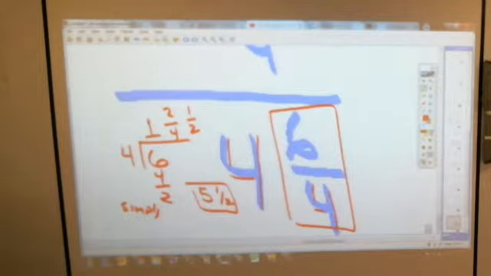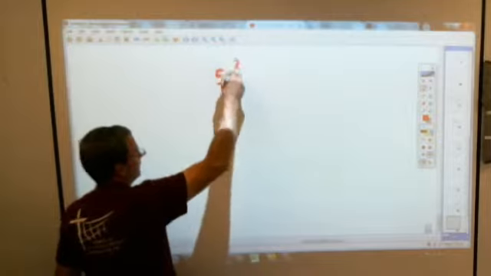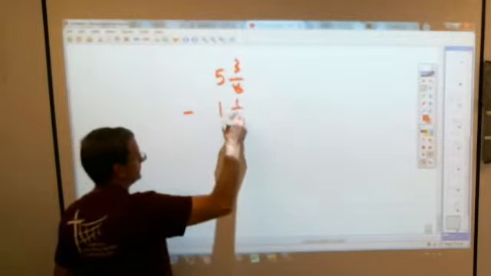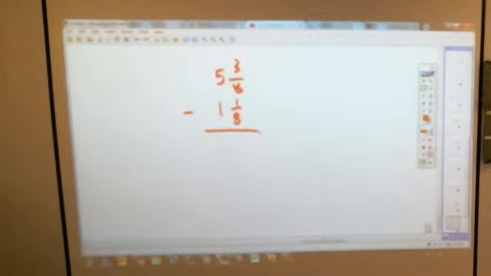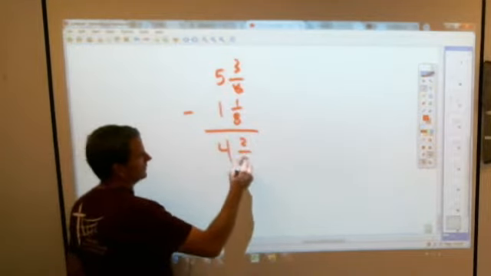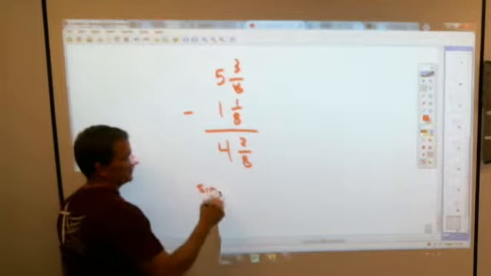How about one more? 5 3/8 minus 1 1/8. Subtracting the fractional part of that, you get, Ephraim? 4 2/8. But the unfortunate thing is 2/8 is not simplified.